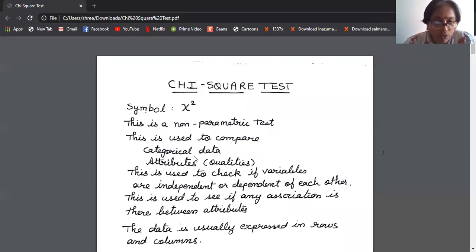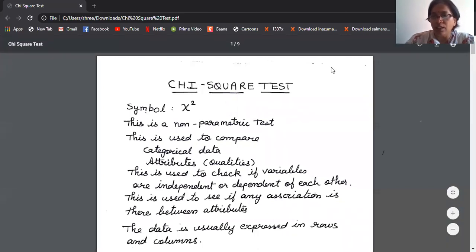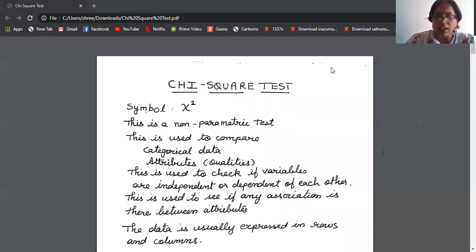Now, this is also used to check if the variables are independent of each other or dependent on each other. For example, suppose we have married, unmarried as one attribute or variable, and another is, say, smokers and non-smokers, or educated and uneducated.